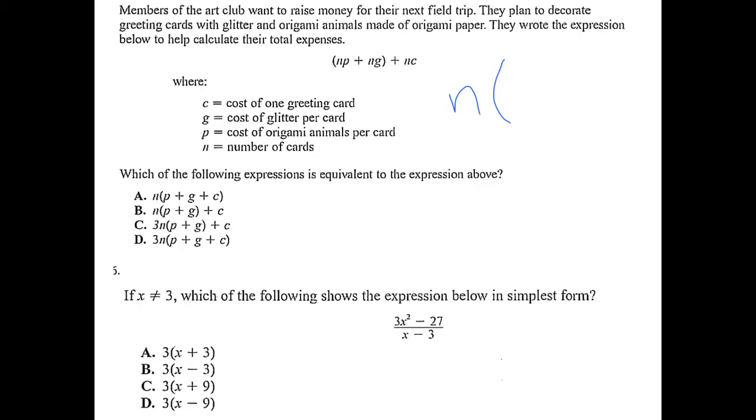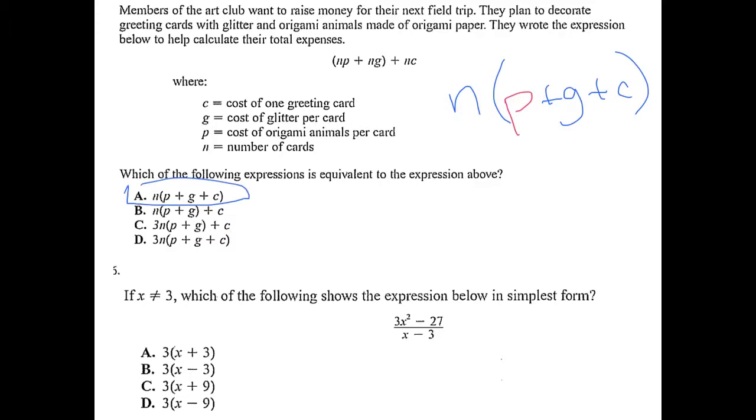If I have to multiply n times something to get np, that something would just be p. N times something is ng, that would just be g. It is positive, so I'm going to put a plus. And then n times something is nc, that would just be c. So my final answer here looks like n times p plus b, g plus c, and a.